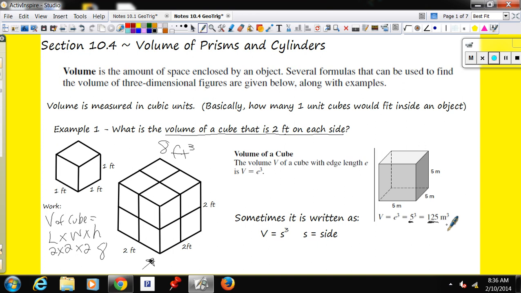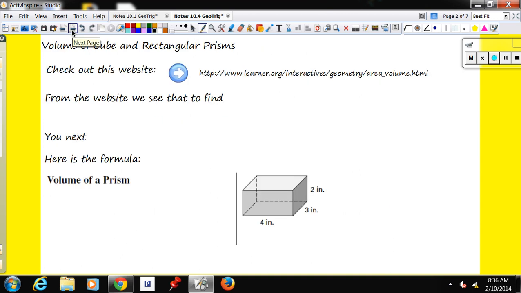Okay, we get. You can get it from the person next to you, or you can watch it later if you need to, so it'll be online. Okay, volume of cube and rectangular prisms.